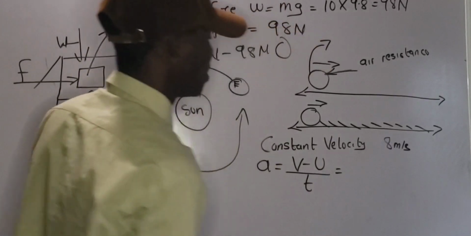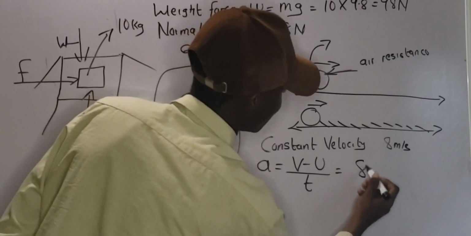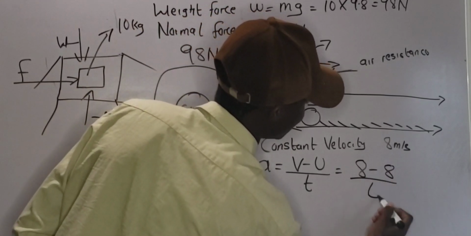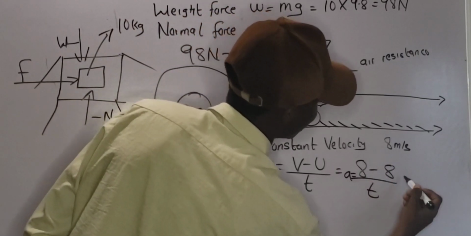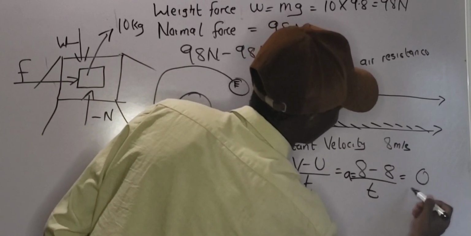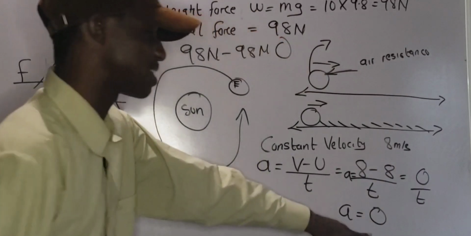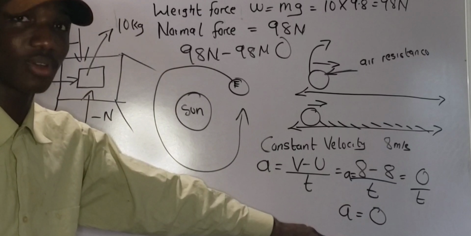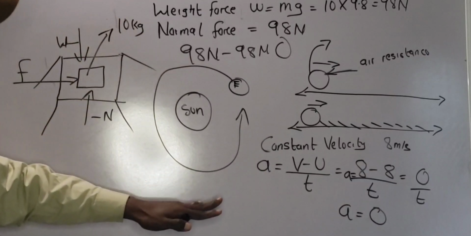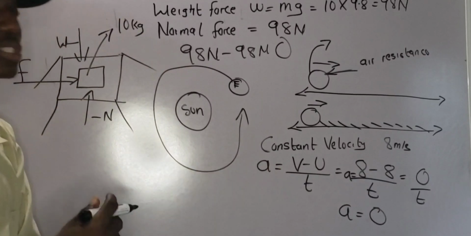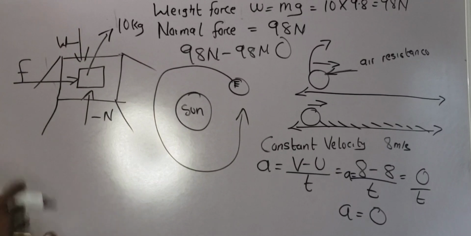Do you understand? So for this, I'm going to have 8 minus 8 all over t. So acceleration is equal to 0 over t. So a is equal to what? 0. That is, acceleration is 0. You can see now. And that means that when an object is moving at a constant velocity, the force acting on that object is also what? 0. Do you understand? Please, it is very important that you note those 2 points.